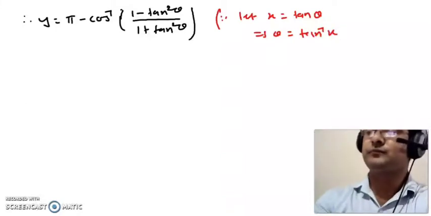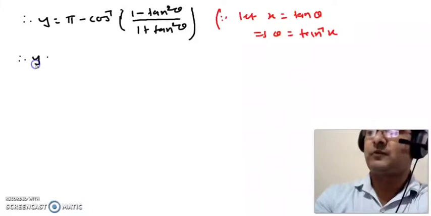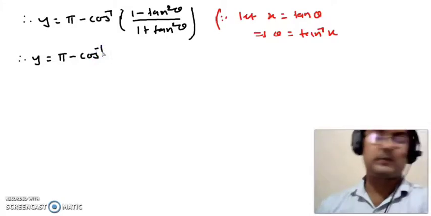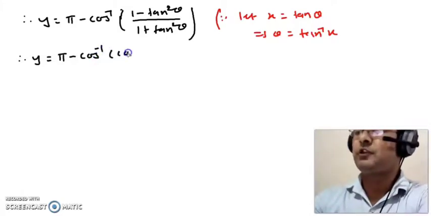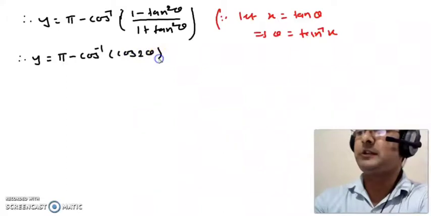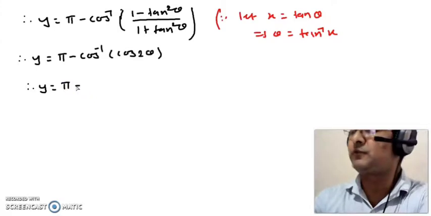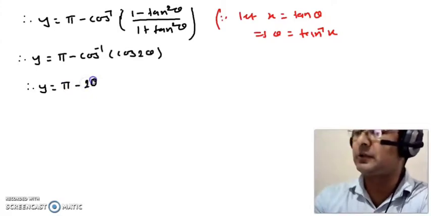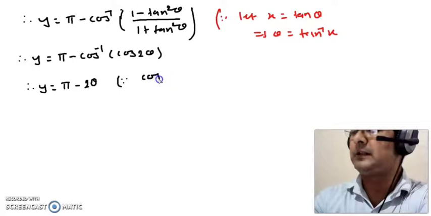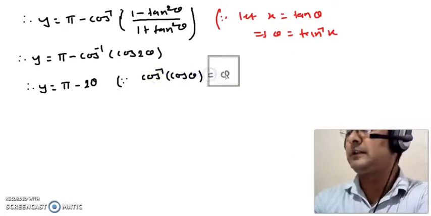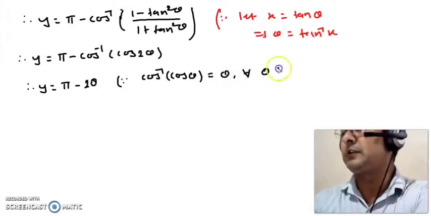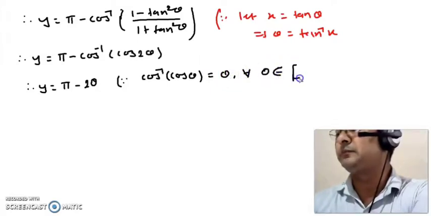Okay, now therefore y is equals to pi minus cos inverse. Okay, this is the formula of cos 2 theta. Therefore, y is equal to pi minus cos inverse of cos 2 theta. So we are left with 2 theta, since cos inverse of cos theta is equal to theta for all theta belongs to 0 to pi.